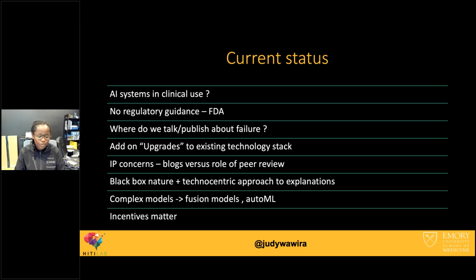Our team is starting to do this. We built recently a COVID model using fusion networks, where we merge imaging and we merge clinical data, which adds even more complexity. And we know AutoML, where even the hyperparameters are chosen by a model, is something that we're seeing increasingly. And right now, the incentives are for use, not necessarily performance.